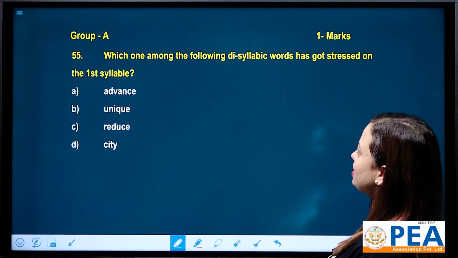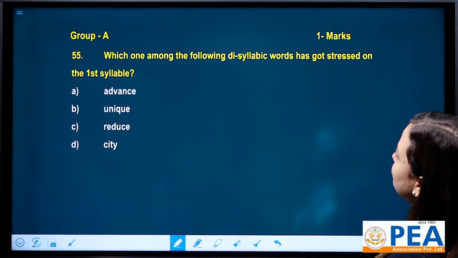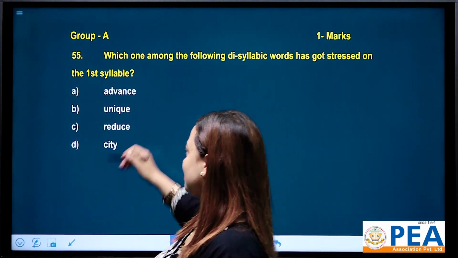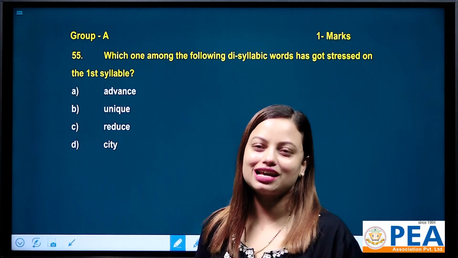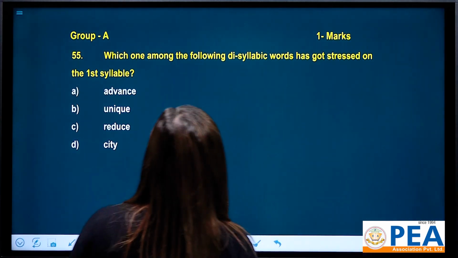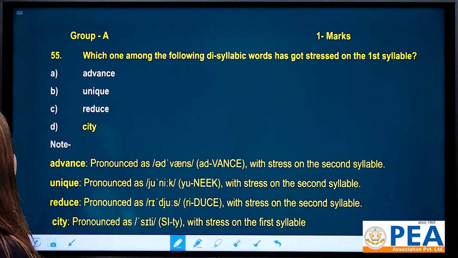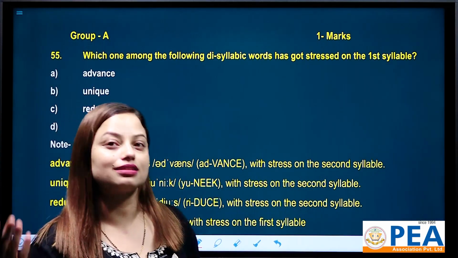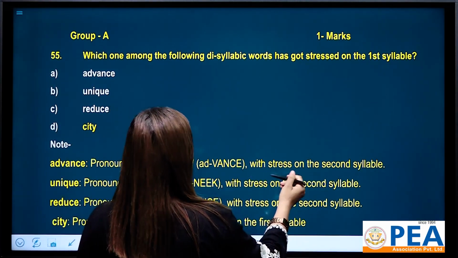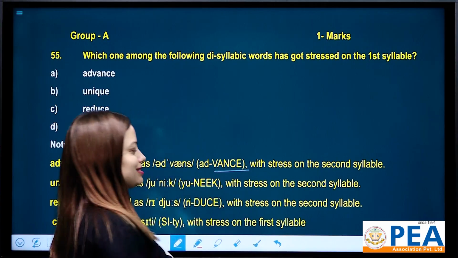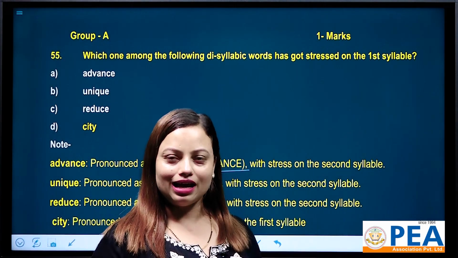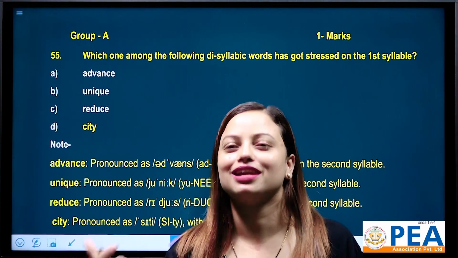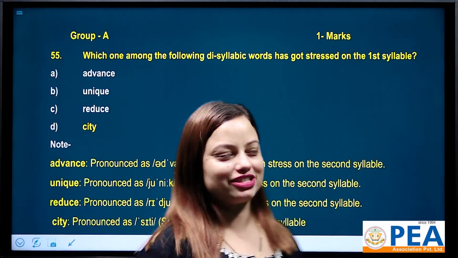Now this is the turn of question number 55. The question is, which one among the following disyllabic words has not stressed on the first syllable? Right? Advance, unique, reduce, city. These are the options, and let's find out the correct answer. In terms of advance, we pronounce it as advance, right? Your stress is on vance. Okay? That is the second syllable. It has two syllables, and the stress is on vance. That's why we pronounce it quite louder, longer, and with a high pitch.